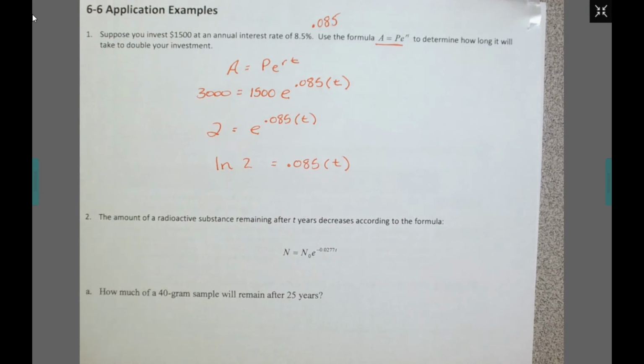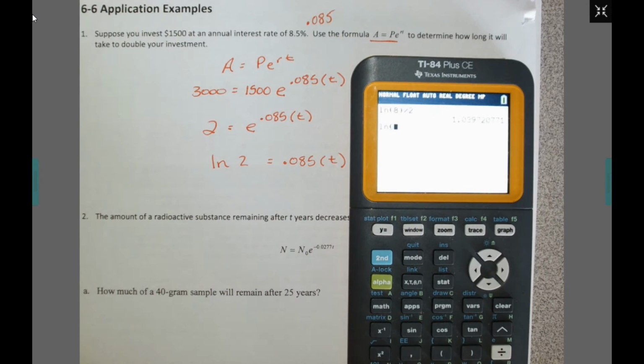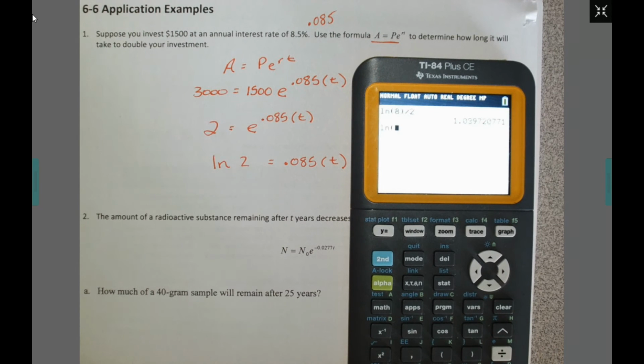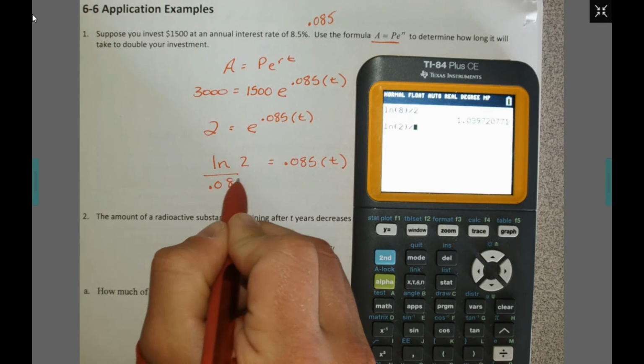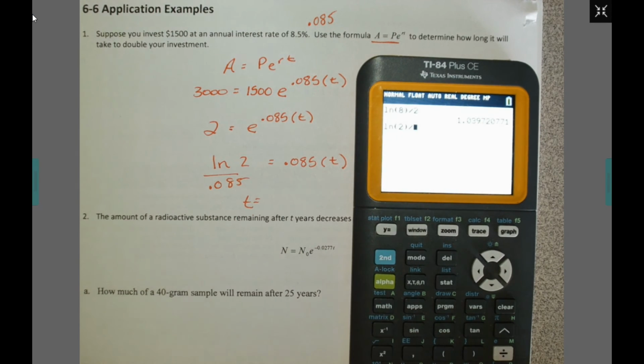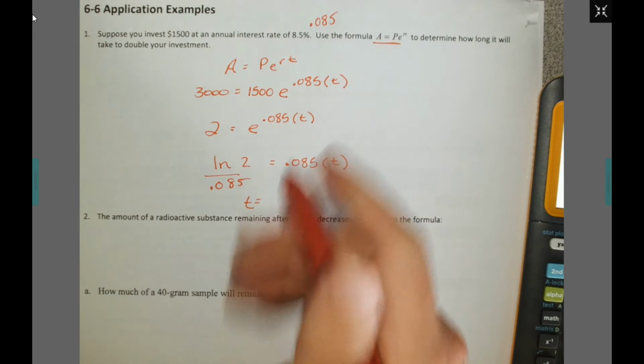So we're going to take the natural log of 2, so ln 2. And then after we get that answer, we are going to divide by 0.085. And it's going to give me t to equal 8.15 years.